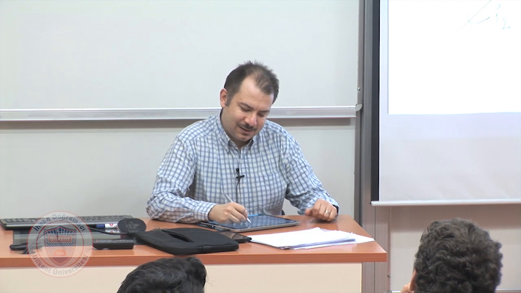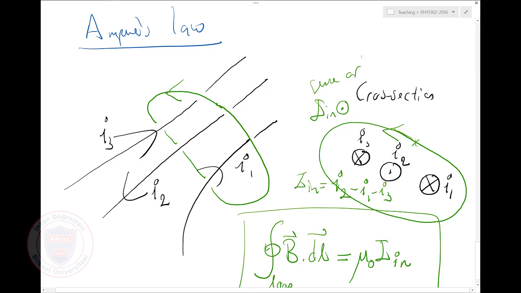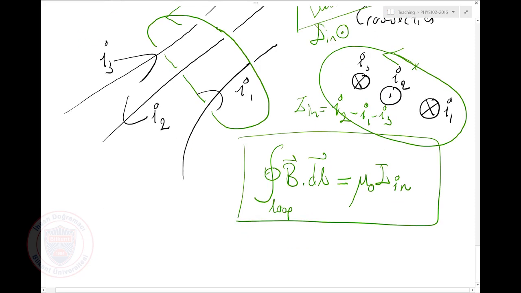So there is a sense of rotation, the loop. Yes? Why are you saying that I1 and I3 are negative currents? Because of the direction, because they are opposite. I1 and I3 are going into the board, where the sense of the loop I've drawn is out of the board. That's why they are negative currents. Good question.